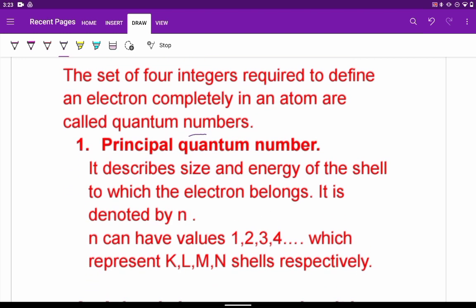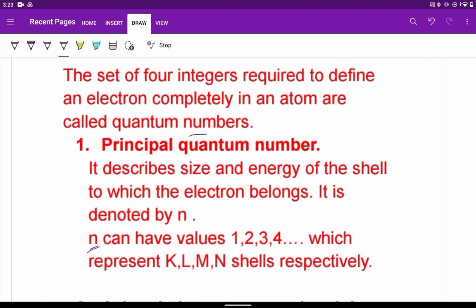First is the principal quantum number. It was given by Bohr. It is denoted by the letter small n. It tells about the size and energy of the shell. Electrons are revolving around the nucleus in some shells. So this quantum number tells about the size of that shell and the energy associated with that shell to which the electron belongs.